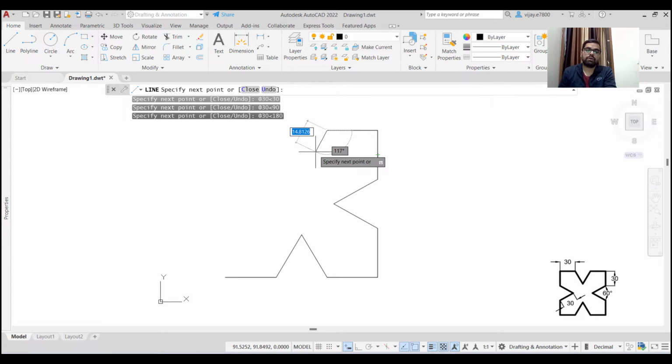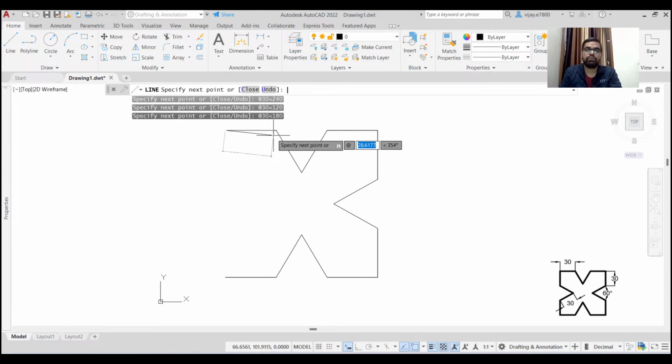So let's take side as 30 and angle will be 180 plus 60, so this angle will be 240, and then enter. Now take a look, the side is formed. This time the angle will be 90 plus 30 degree. So @30 is this side, then 90 plus 30, the angle will be 120. Next one will be side 30 and angle 180.